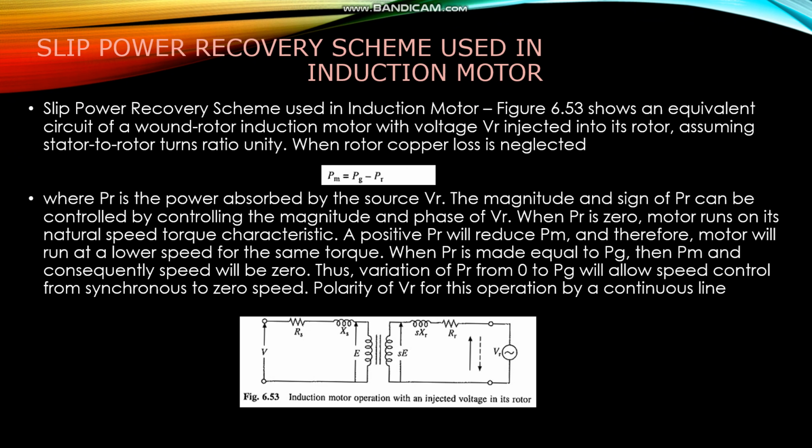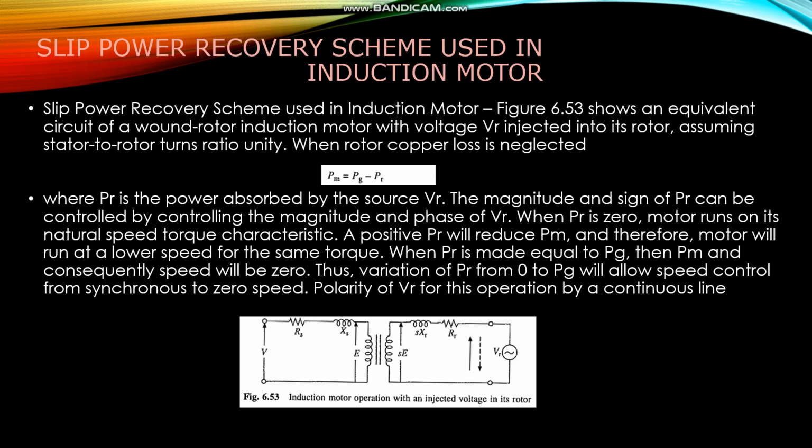When PR is 0, the motor runs on its natural speed-torque characteristics. A positive PR will reduce the PM, and therefore the motor will run at a lower speed for the same torque. When PR is made equal to PG, then PM, and consequently the speed, will be 0. Thus, variation of PR from 0 to PG will allow speed control from synchronous speed to 0 speed. The polarity of the VR for this operation is a continuous line.